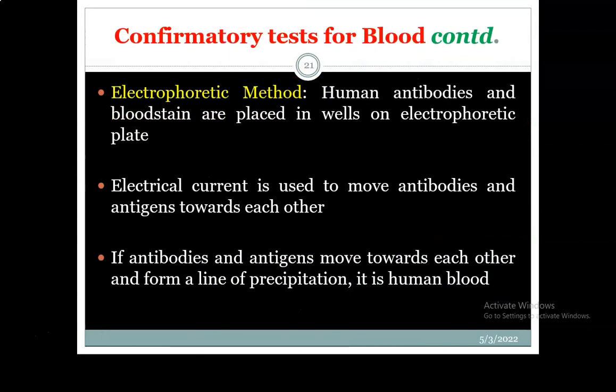Then electrophoretic method. How is it done? So human antibodies and blood stain are placed in wells on electrophoretic plate. Now electric current is used to move antibodies and antigens towards each other. And we know once the antibodies and antigens move towards each other and there is agglutination or precipitation, then you can say it is human blood.